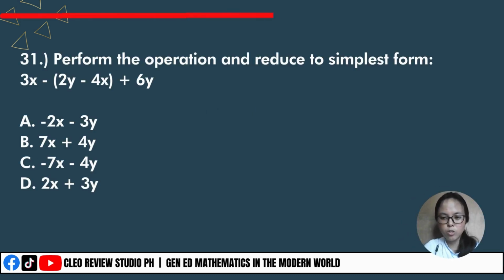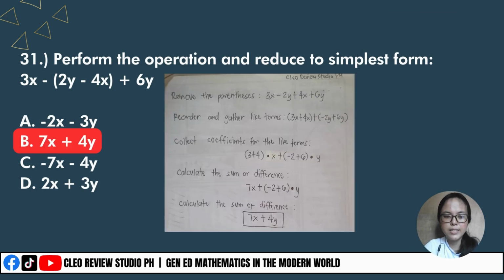Perform the operation and reduce to simplest form. The correct answer is 7x plus 4y, letter B. Here's the solution. Tandaan, combine nyo muna ang like terms, then proceed to solve.